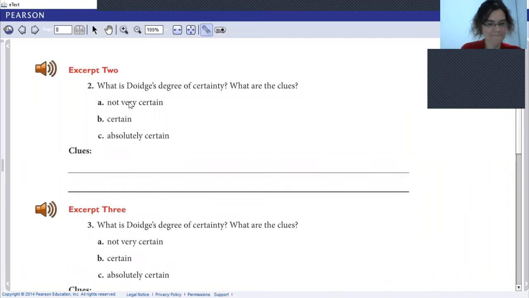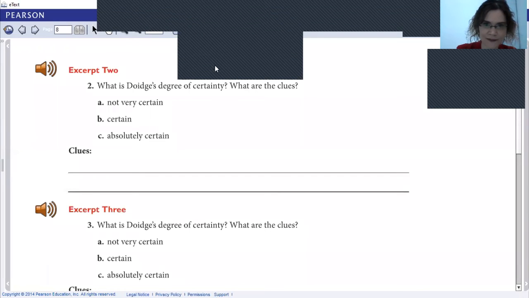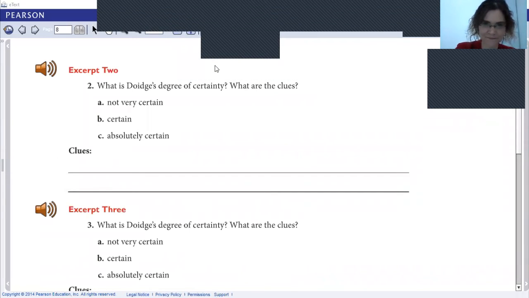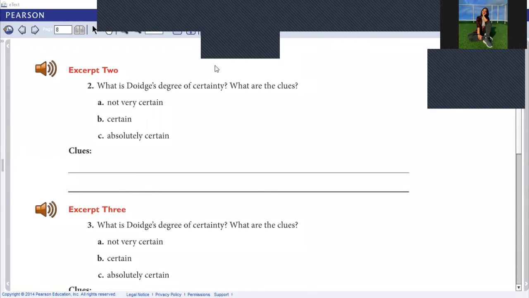Anyone else? Giving you a chance to speak up, guys. Michelle. Yeah, I think it's absolutely certain. Okay. So the clues are use of the word in fact, meaning according to a fact or talk about fact. Okay, thank you for answering, Michelle. Appreciate it. Yeah, so actually it is B. It is certain, not absolutely certain.